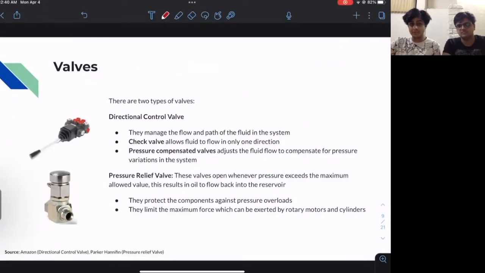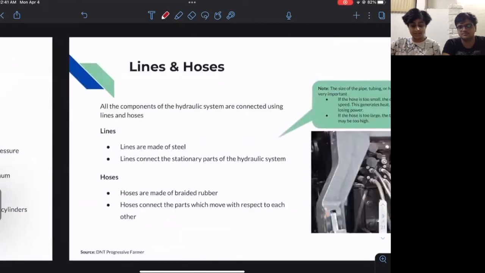One is the direction control valves, which ensure that the path and direction of the fluid which you want is the eventual path and direction of fluid which you get. For example, check valves allow the fluid to flow in only one direction and don't allow the fluid to flow back, which can be problematic. And then there are pressure relief valves, which provide a lot of safety value. They protect the components in case the pressure overloads by providing an outlet for that additional pressure. The pressure relief valve is a very important safety component which we always need to ensure that we have. The next are the lines and hoses.